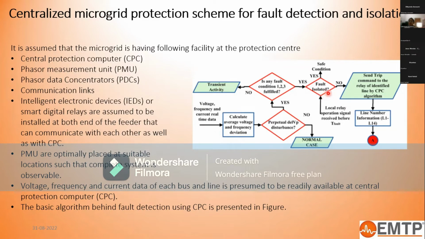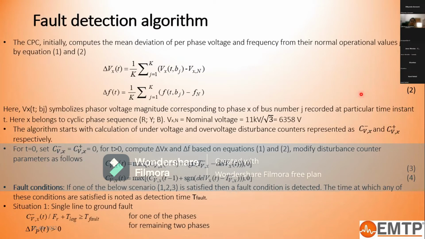Once the fault's presence is known and local relays are unable to perform, the trip commands are sent through the CPC, that is the Central Protection Computer, to the exact lines in which the fault has occurred. So this is a very small glimpse and flow chart of the scheme. Now, how does the CPC calculate everything?